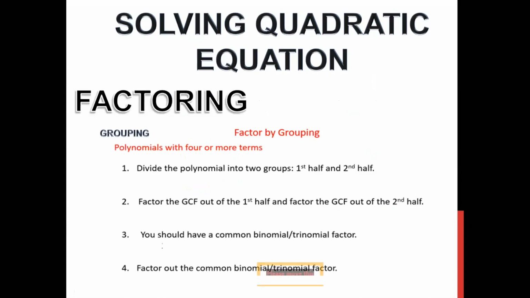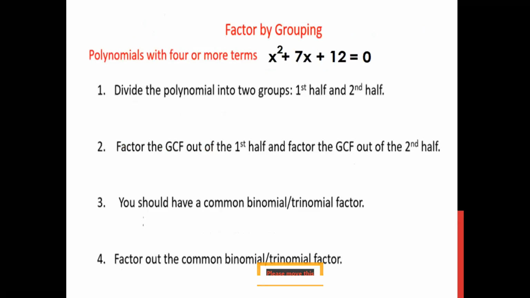Next, factoring by grouping. We have 4 steps here. First, divide the polynomial into 2 groups. Second, factor the GCF. Third, get the common binomial or trinomial factor. Then factor out the common binomial or trinomial factor. Okay, we have here the example of x squared plus 7x. In this case, we need to change the 7x because we need polynomials with 4 or more terms.